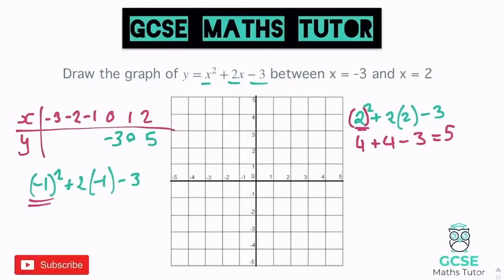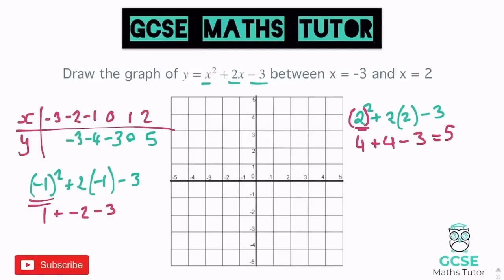Squaring a negative number makes it positive, so negative 1 squared is 1, add 2 times negative 1 is negative 2, and take away 3. So 1 take away 2 is negative 1, take away 3 is negative 4, so we get negative 4 for that one. There we go. Let's have a look at the next one. Negative 2 squared is 4. Add negative 4 is going to be 0. And then take away 3 gives us negative 3 again.